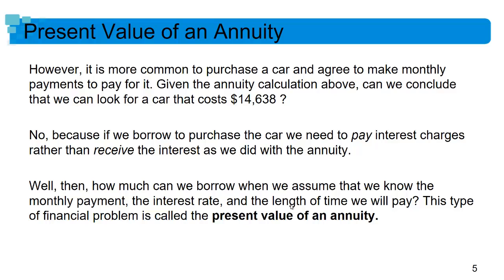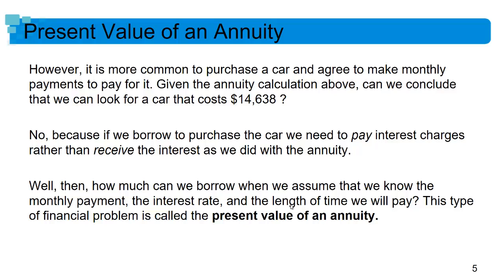Now, it's more common to purchase a car and agree to make monthly payments to pay for it. Given the annuity calculation that we did before, we know that we can plan on looking for a car that costs around $14,638, right around 14 and a half. Is that true? Well, not really, because if we borrow, we need to pay interest charges rather than receive interest charges, so the money's going in the opposite direction.